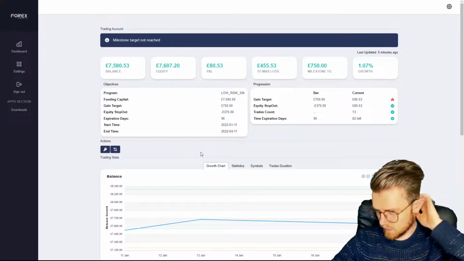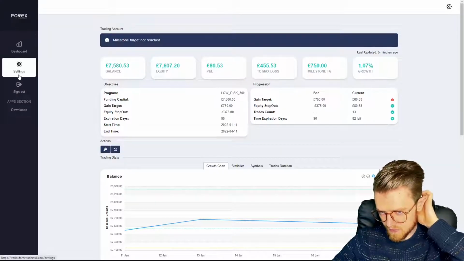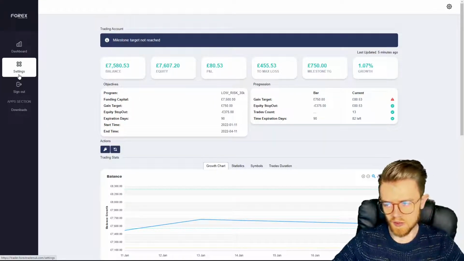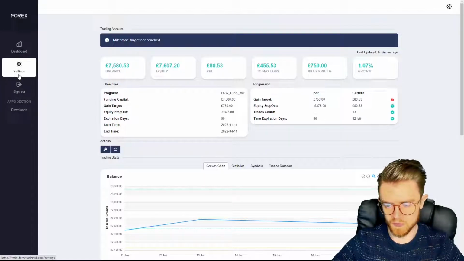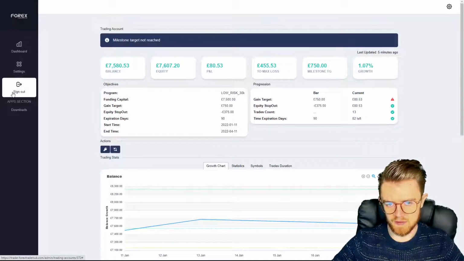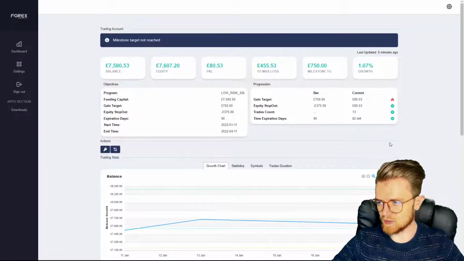So first off, you're going to have this dashboard. On the left hand side, you're going to have a settings tab where you can perhaps change or adjust your account details for the Forex Traders UK dashboard, for example, password. You're going to be able to sign out and also download the MetaTrader 4 platform.